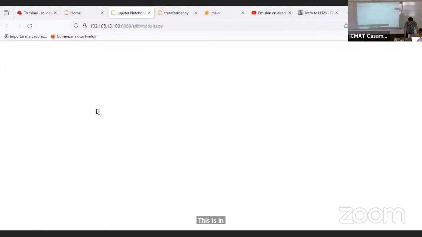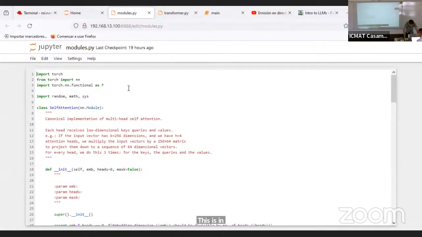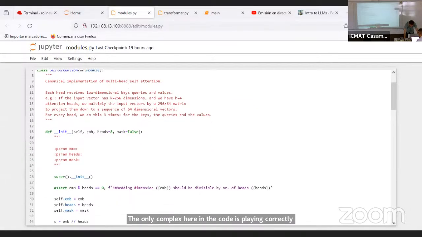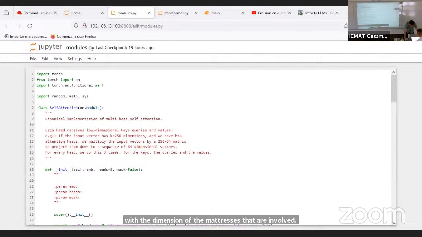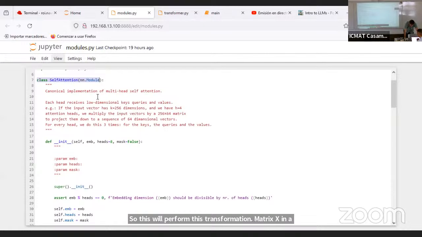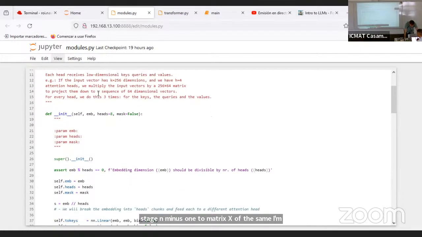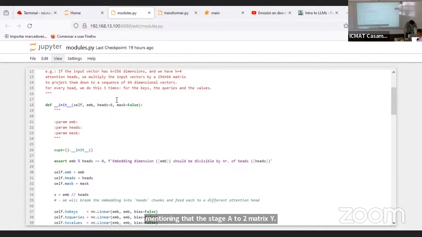The only complexity here in the code is playing correctly with the dimension of the matrices that are involved, but it's nothing crazy. So here I have a class that defines the self-attention mechanism. This will perform this transformation from matrix X in stage n-1 to matrix X of the same dimension in stage n, to matrix Y in stage n-1. Okay?